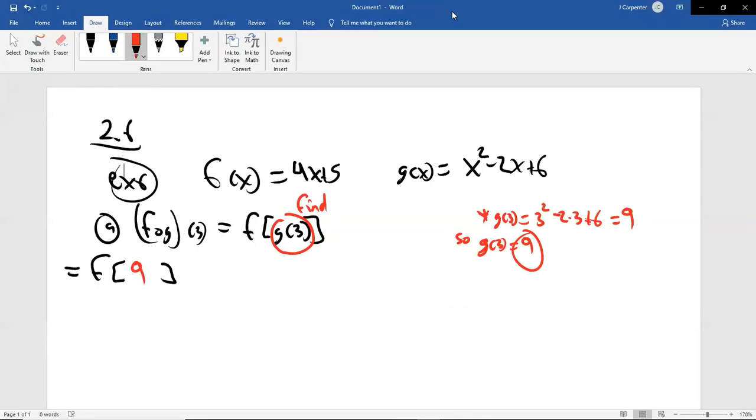Now that just tells us to go to the f function and plug in 9. So we're going to turn this x right here into a 9. This is 4 times 9, then a plus 5, which is 36 plus 5, and that's 41. That's the answer.